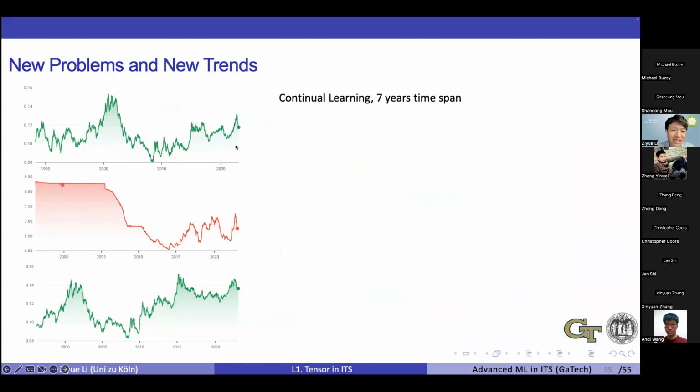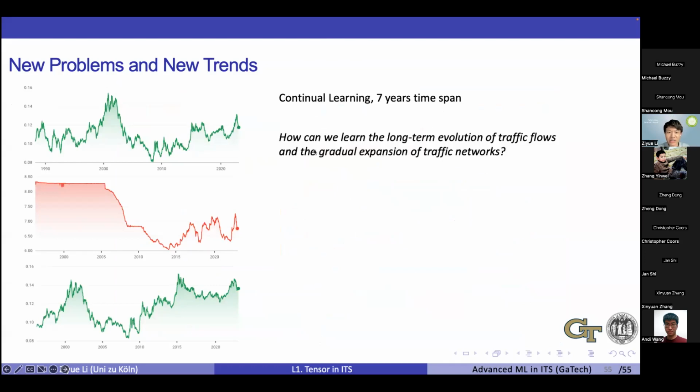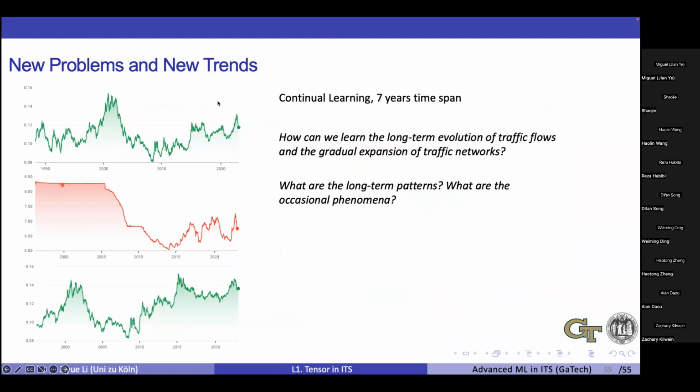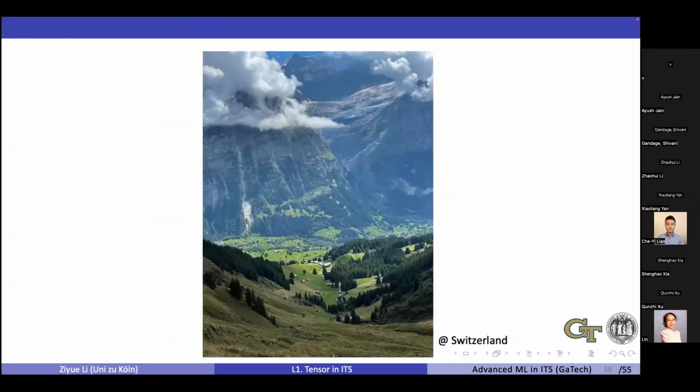And the last one: there is also really 7-year-long data, and in this new area called continual learning, can we find some long-term evolution patterns of the traffic flow, and are they long-term patterns or just occasional phenomena? Can we decompose different patterns? So overall, there are a lot of potential new problems in this area, and it's like hiking in the mountains: there are always new mountains to be hiked, and there's always a higher mountain.